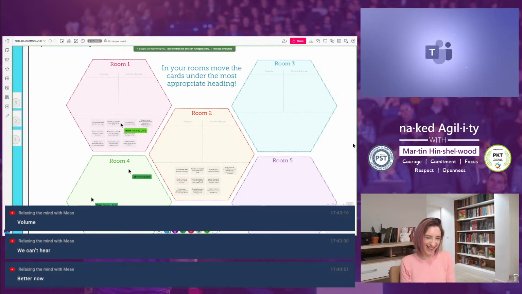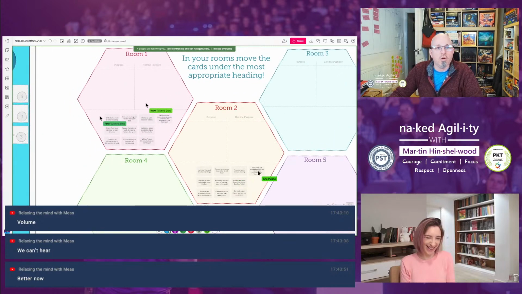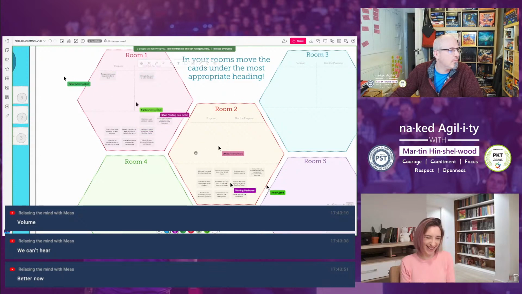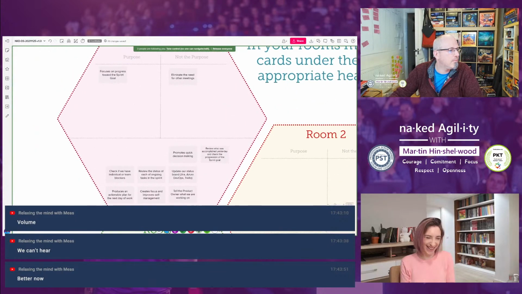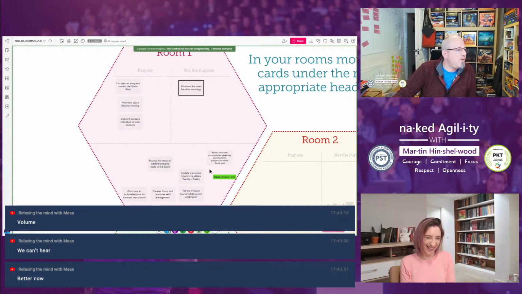Who has control over Miro? I have a mural. So eliminate the need for other meetings. I would say that's not the purpose. Correct. And then focuses on the progress toward the sprint goal. I would say that's a purpose. Yeah. Quick decision making also. It helps. Checks for blockers. Yeah. All right. Review the status of each of ongoing tasks. I don't think so. It's not the purpose. Yeah, you get to the right.